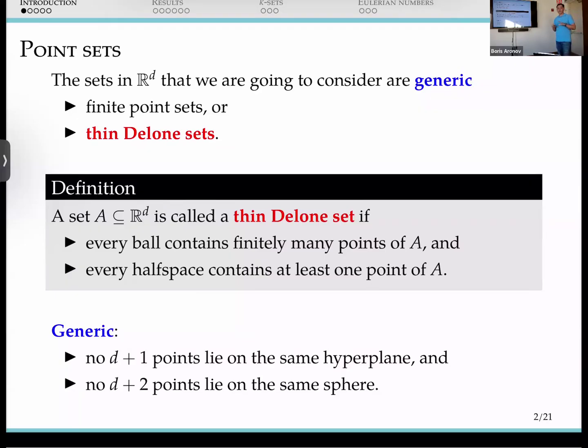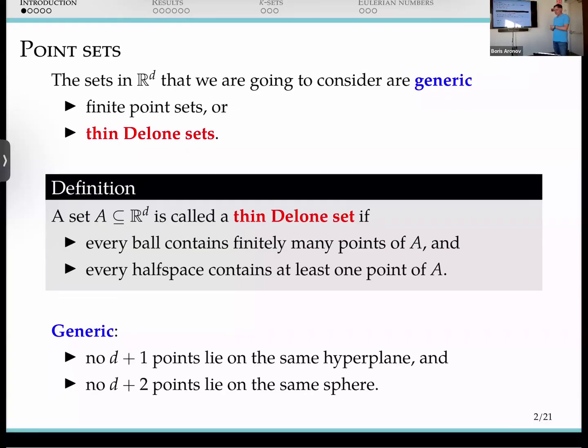So what are thin Delone sets? Surprisingly, those sets that have infinitely many points are much better for the topic that I'm going to discuss. That's why I emphasize that they are infinite. Finite are not enough. Infinite is a little bit better here. So a thin Delone set is any set that is roughly discrete. Well, roughly doesn't have any meaning here. It basically means that every ball contains finitely many points of the set, probably 0. So there are no accumulation points.